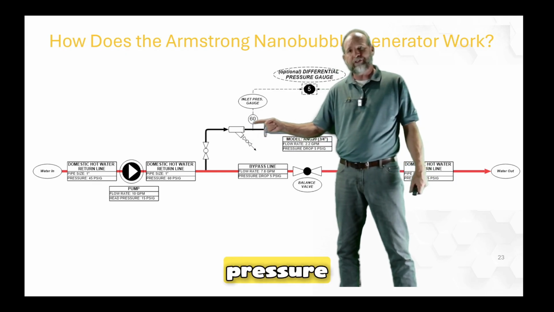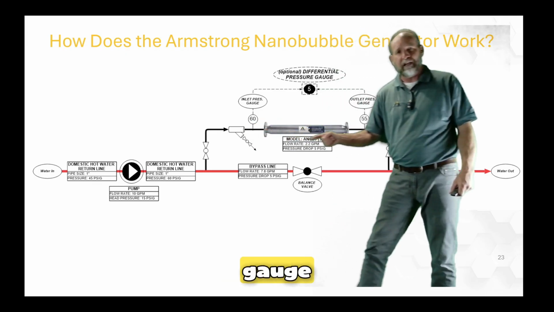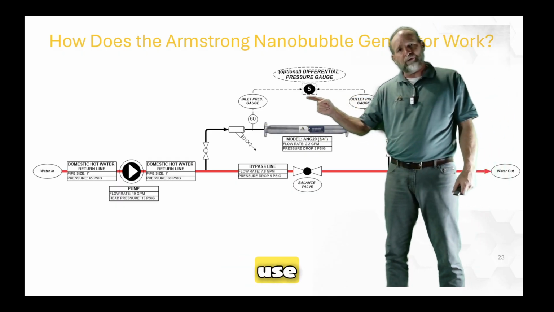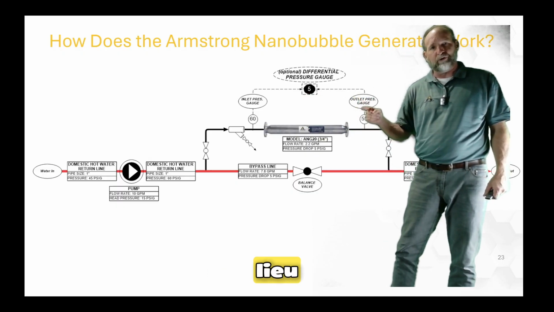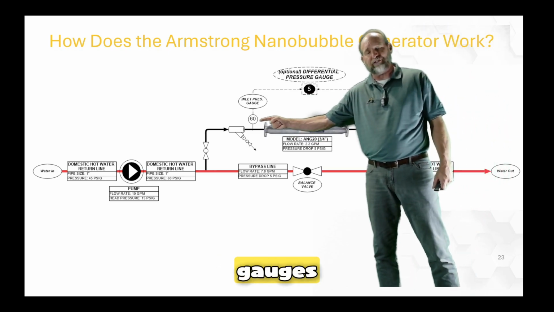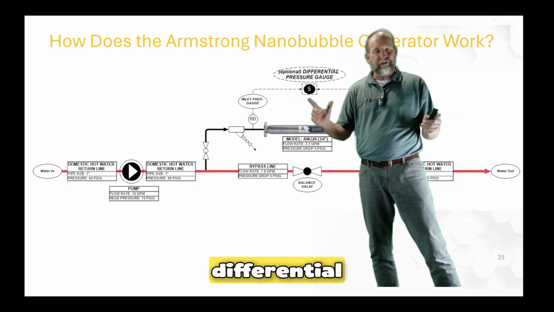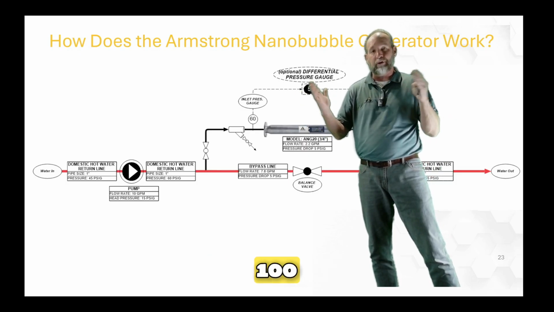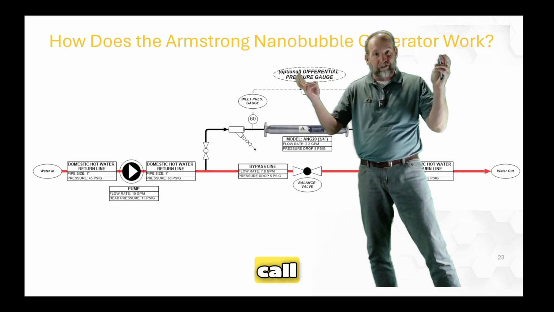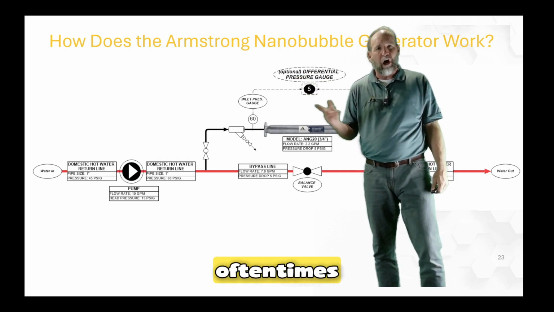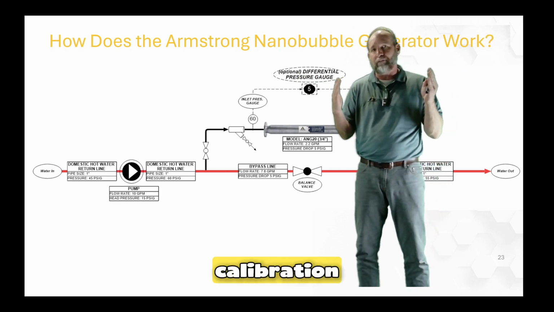And then we have a pressure gauge, an inlet pressure gauge, nanobubble generator, and an outlet pressure gauge. You can also use a differential pressure gauge in lieu of 2 individual gauges. Sometimes it's a little bit difficult to see a 5 pound pressure differential, say between 2 0 to 100 pound junk gauges, I call them, small supply house gauges that cost $10 or something. Oftentimes those gauges are 5 pounds off in calibration.